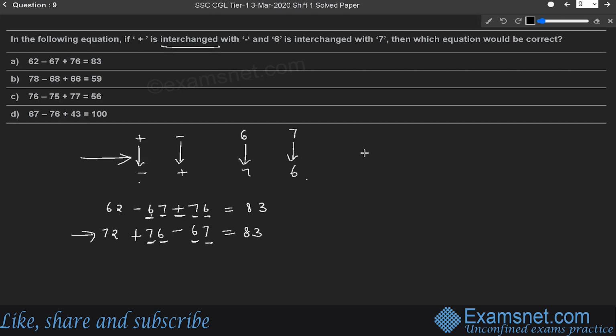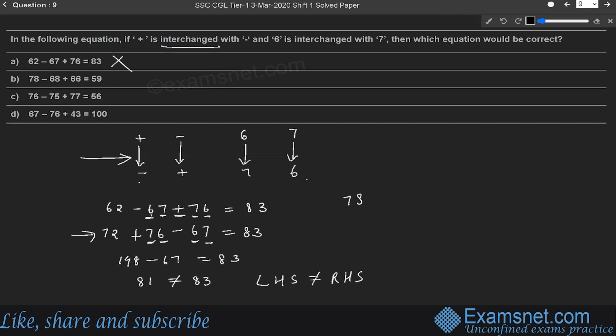So now let us simplify it. 72 plus 76 is 148. 148 minus 67 should be equal to 83. But 148 minus 67 is 81. 81 is not equal to 83. So here LHS is not equal to RHS. So the first option is not correct. Now let us look at the second option.